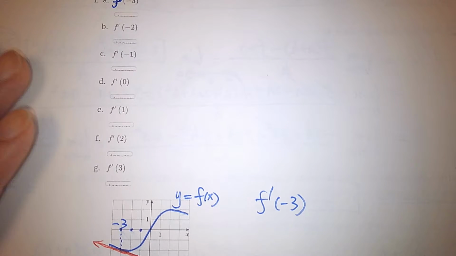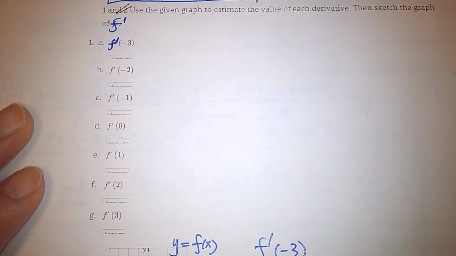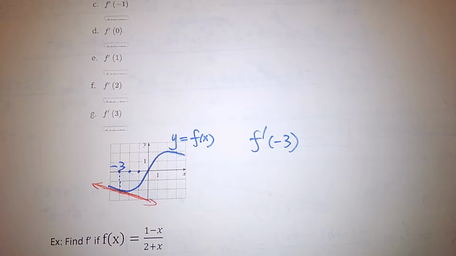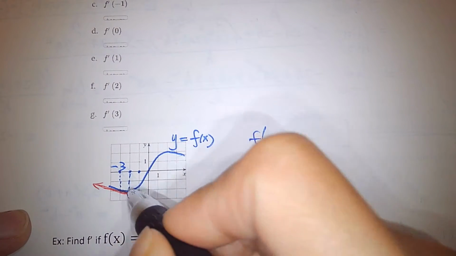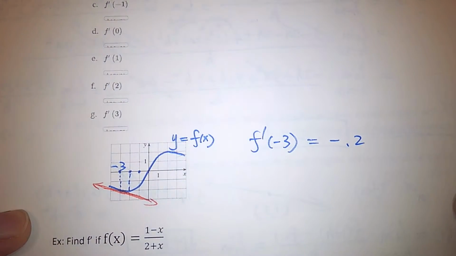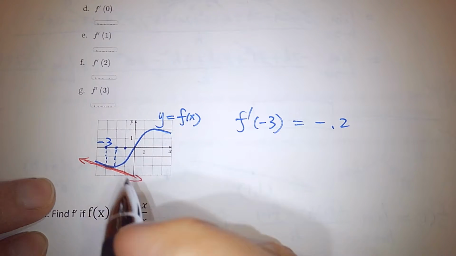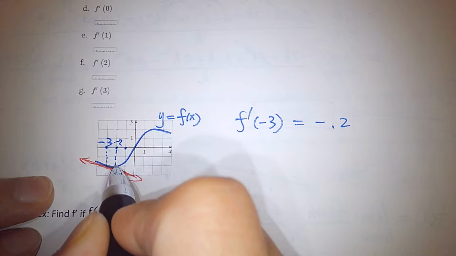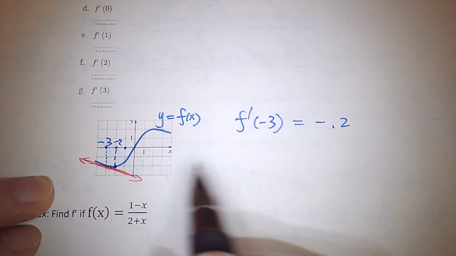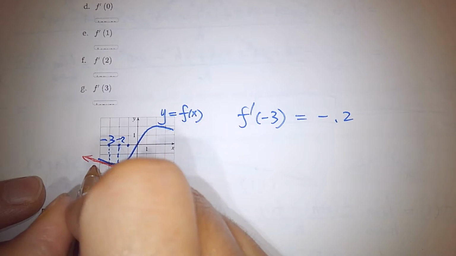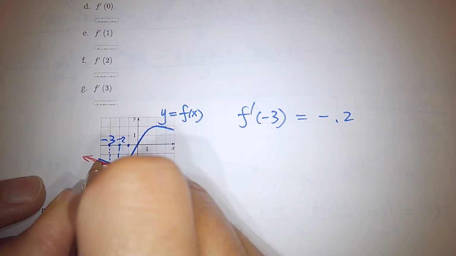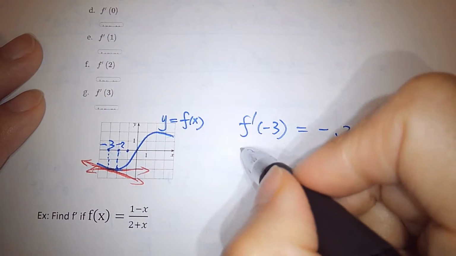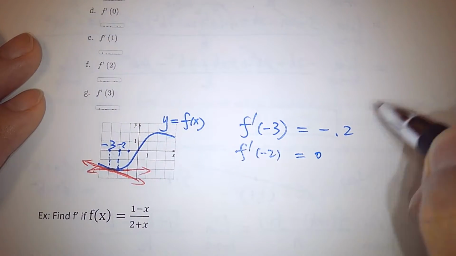Now let's go back to question B. f prime of -2. How about that? Almost like a straight line. So where is it when x equals -2? This is the point when x equals -2. So we're going to draw a tangent line to this point, right? When you have a horizontal line, the slope is what? 0. Very good. So f prime of -2 gives us a value of 0.